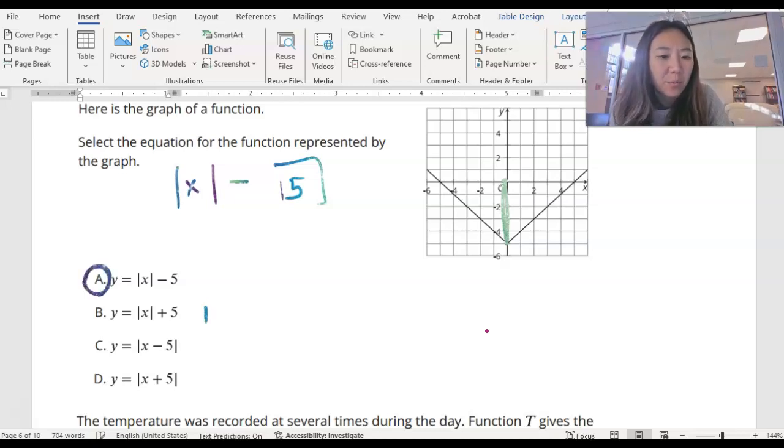And so that very nicely matches with A. Now, B is wrong because that would move it up. C is wrong because this would move it to the right. And D is wrong because that would move it to the left.